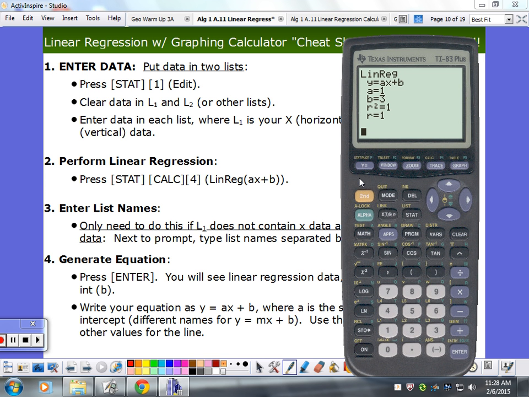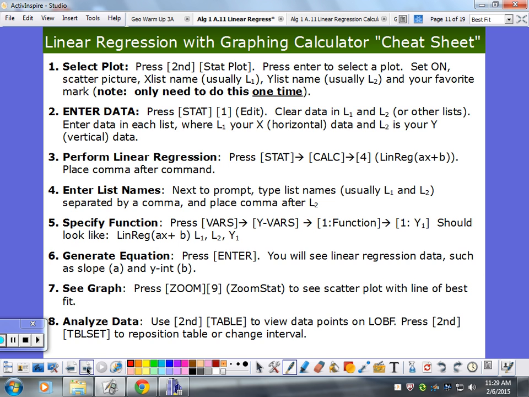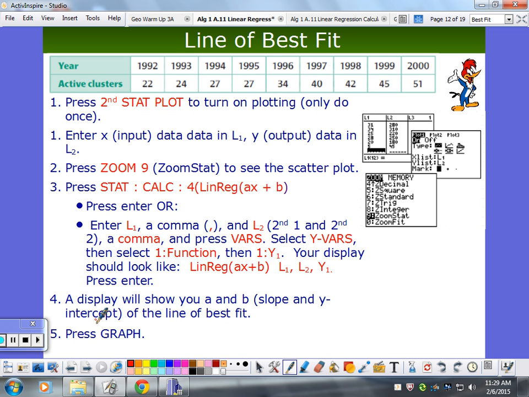Okay, so let's do another example using this. And so we're going to just repeat these kinds of directions. You see it several times. Yes, sir? Do you have a question? No? Okay, so now if I want the line of best fit for my woodpeckers, yeah?